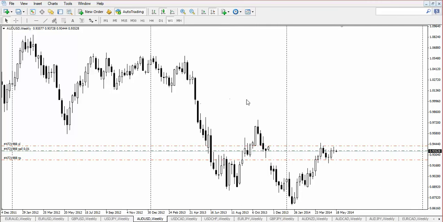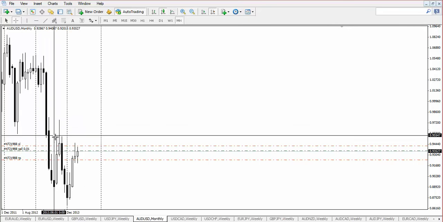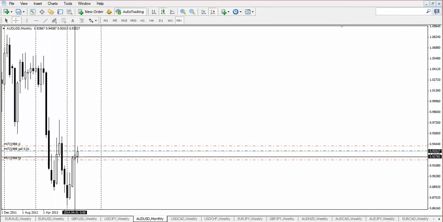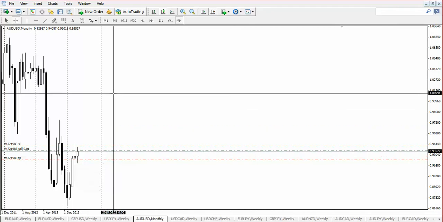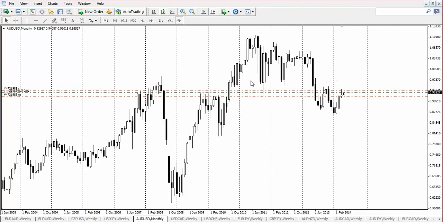I think there's an opportunity here on the Aussie dollar. If we look at the monthly, last month we had a nice pin bar. We had this pin bar that was in January, then this pin bar last month, which was April. So we're at a level of resistance here, shown by this brown dotted line.